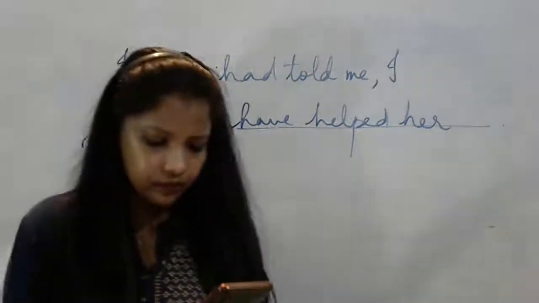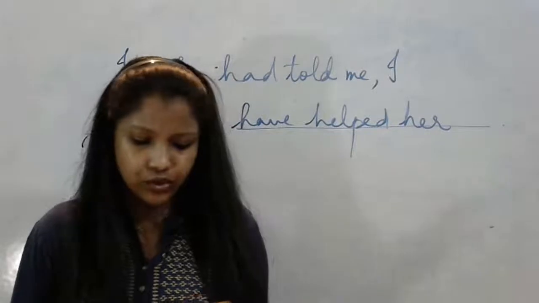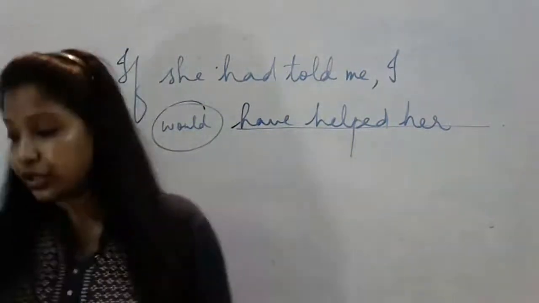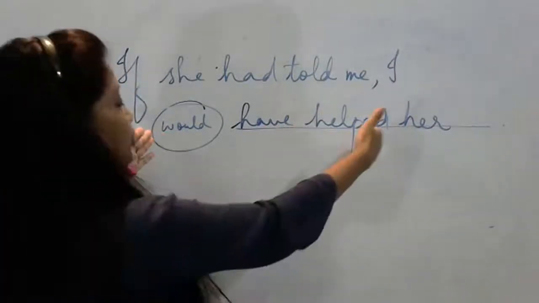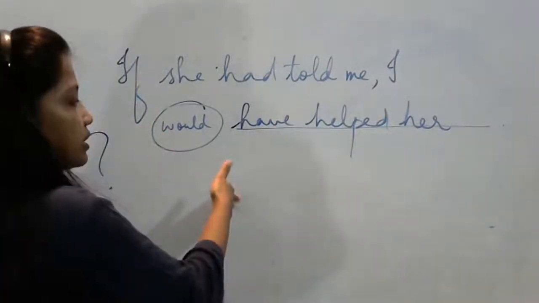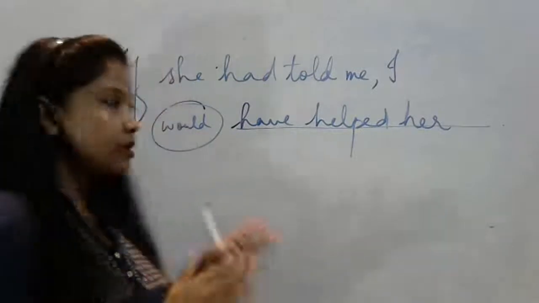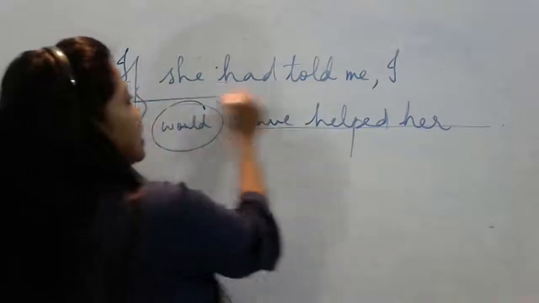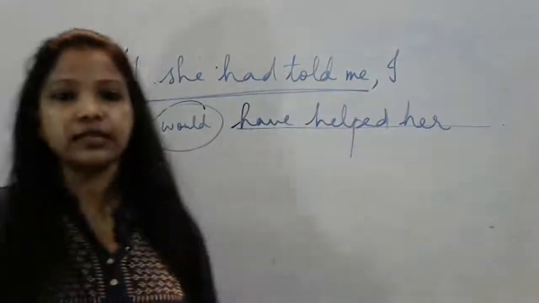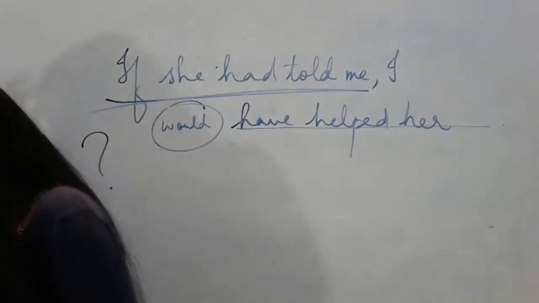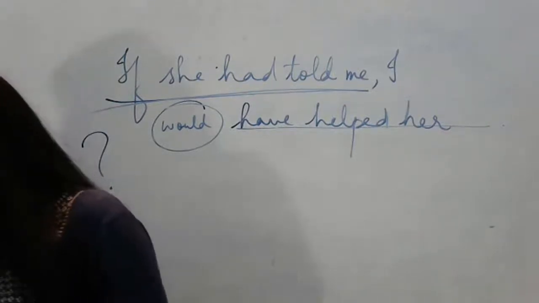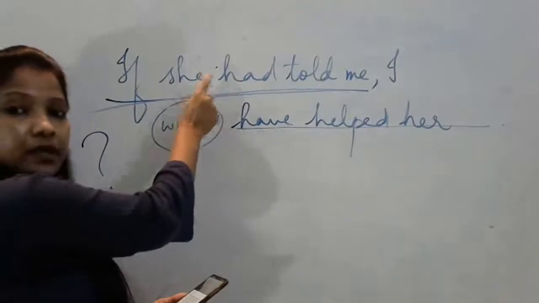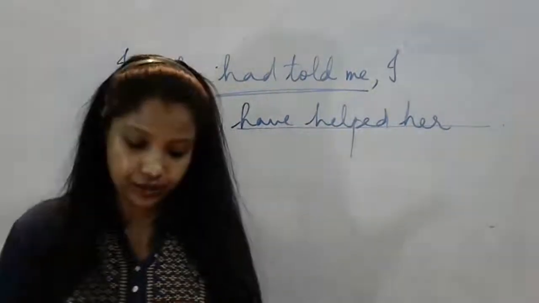Okay. If she had told you, okay. So that's the yes or no question. What you have done is you have brought this part to the front and made it a question. Try to use this part as the beginning of the question and frame a sentence. Would you have helped if I had told you? Try to keep this part in the front and frame a question.